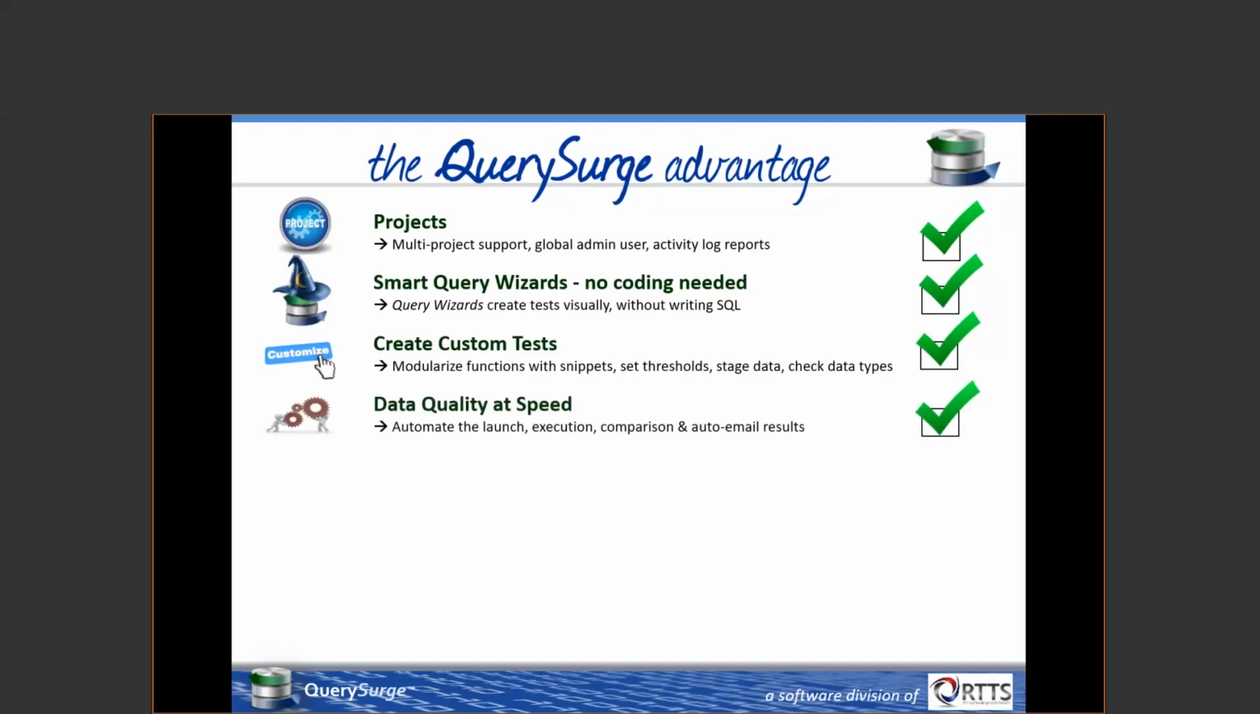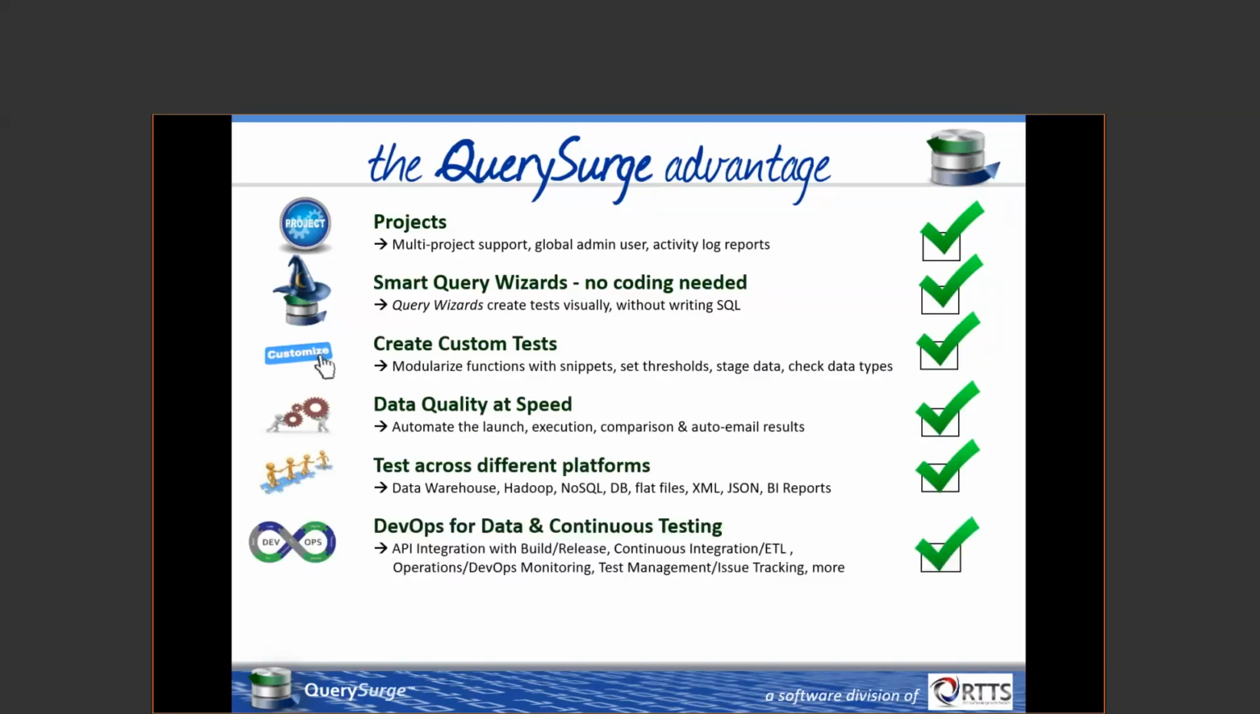Everything within QuerySurge is designed with automation in mind. So we're able to take all of the tests that you develop, group them into suites, execute them across multiple agents to cut down on your overall testing time. QuerySurge has the capability to test across a wide variety of different platforms. In almost all cases, we're able to capture the data and use it as part of our testing effort, no matter what type of system it resides in. We have a fully fleshed out API, where pretty much every command that you can do through the user interface can be done through API calls, which means you can automate most of your processes around data testing.